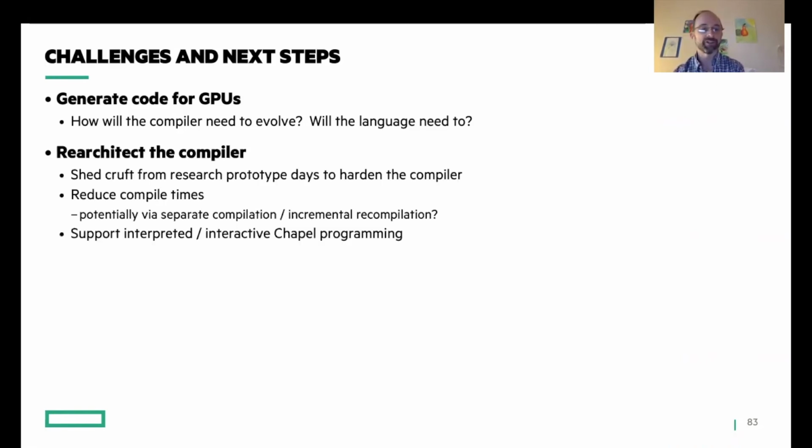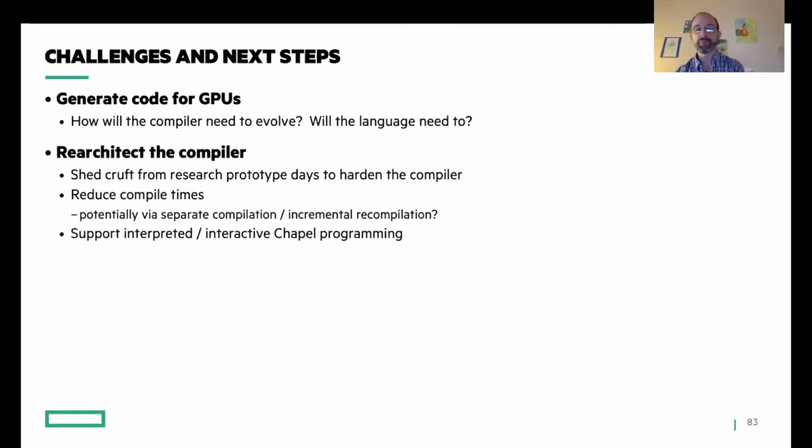A second effort going on is to re-architect the compiler. This started out as a research project and our code base bears a lot of the marks of that. It's not always as clean or lovely or fast as it ought to be. And so we've gotten to a point where we really need to go back and take a lot of cruft out of the compiler and make it more production worthy. Part of that's going to be reducing the compilation times, which are pretty slow today, either through separate compilation or incremental recompilation, as well as just making things better.